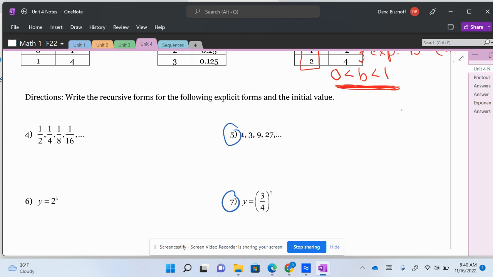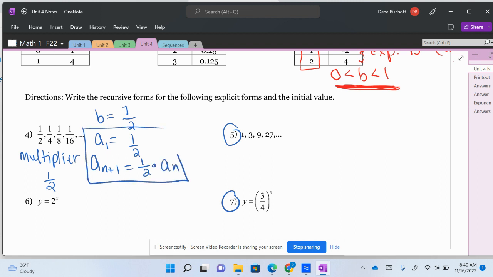So the first thing I need to know is what my b is, and I need to know what my first term is. So what is my multiplier? Remember, b is my multiplier. What am I multiplying by each time? Yeah, 1/2. Good job. So b is 1/2. What is my first term? Yeah, 1/2. So a sub n plus 1 equals 1/2 times a sub n.